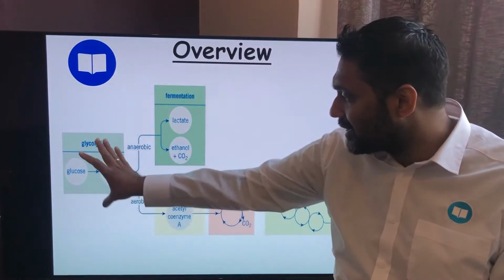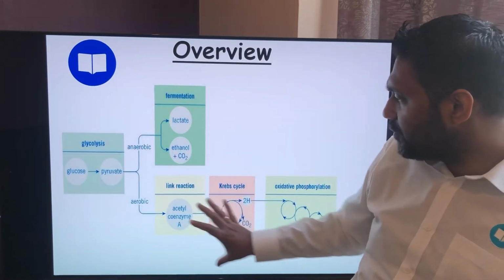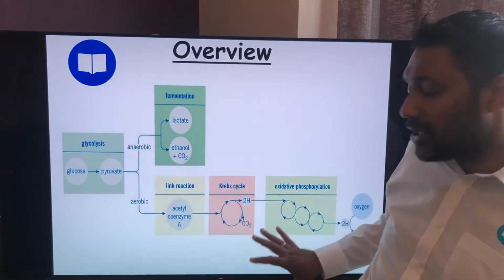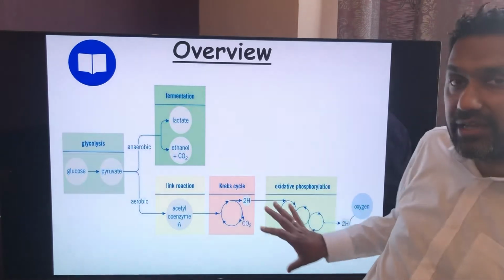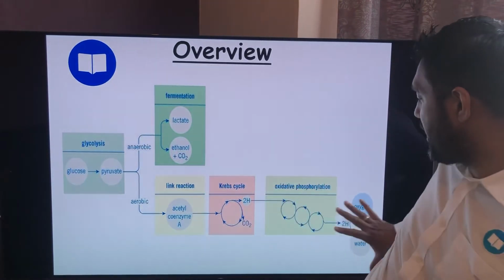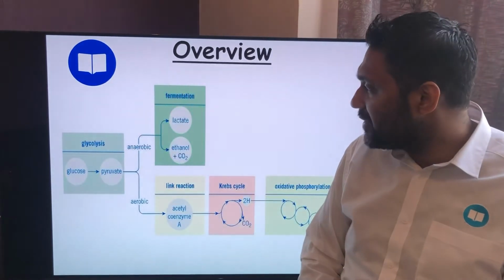So today I'm looking at glycolysis. Our next lesson, I'm going to look at these 2 bits called the link reaction and the Krebs cycle. And in the last lesson of the aerobic respiration section, I'm going to look at oxidative phosphorylation, which is also known as the electron transport chain. So that's that bit there. That's the 3rd lesson. And in the 4th lesson, I'll look at fermentation.